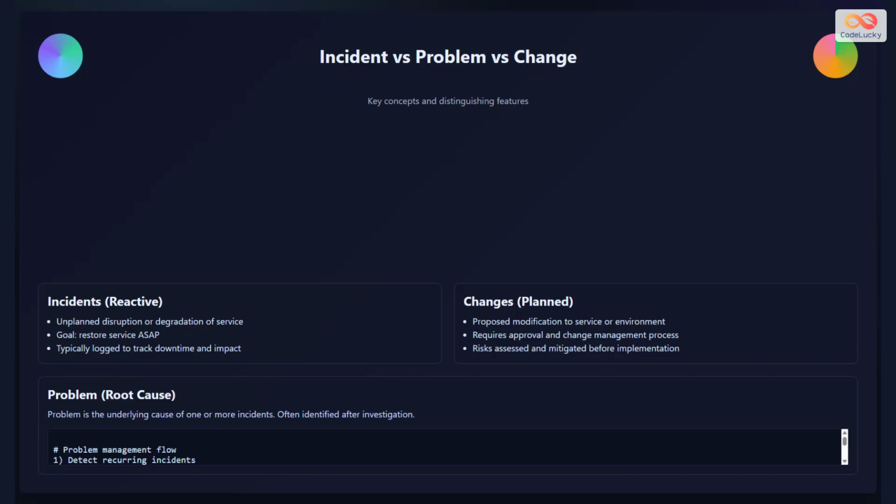Third, initial response. The support team acknowledges the incident and begins troubleshooting. Fourth, investigation and diagnosis. The root cause is identified and workarounds may be applied. Finally, resolution and closure. The issue is fixed, the user is notified, and the ticket is closed. Throughout this life cycle, communication with stakeholders is maintained.